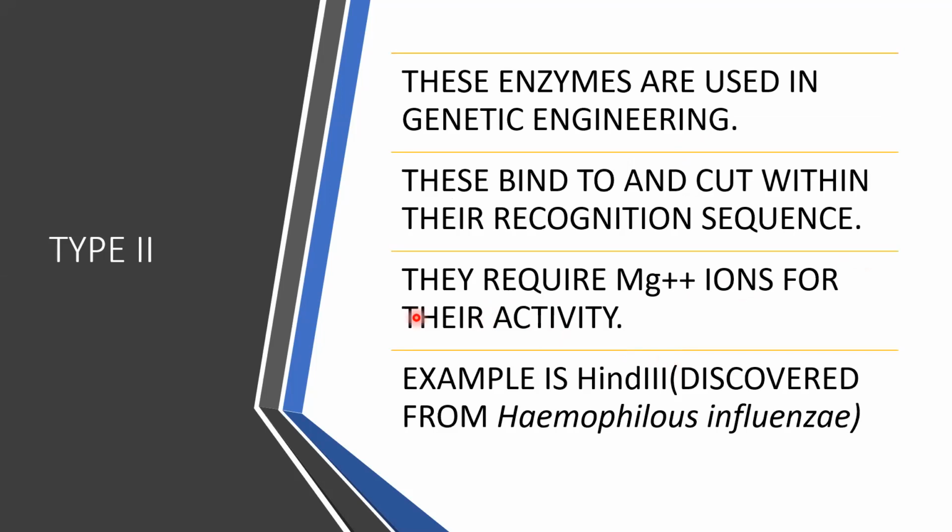Now, this is the type 2 restriction enzyme, which is actually involved in genetic engineering. This can bind to the DNA and cut the DNA molecule within the recognition sequence, but for its activity it requires magnesium ions. An example of type 2 restriction enzymes is HindIII. This has been discovered from Haemophilus influenzae. This is the name of the bacteria. So this is the actual enzyme which is involved in genetic engineering.